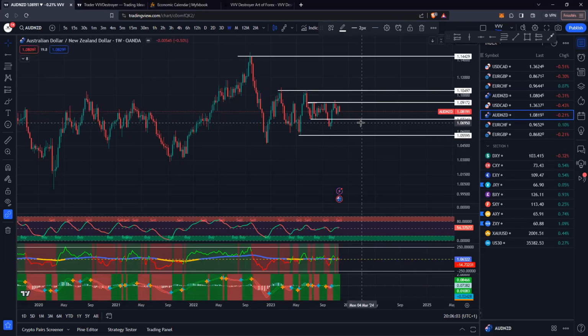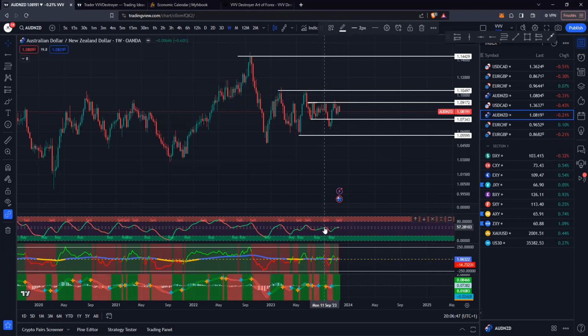AUD NZD, what I see right here is a complete mess. One week we're going up, the next week we're going down. I would wait for a clear break. This could last for a while actually, but we definitely have to wait for those areas to break first of all. If not, then we could see similar things like here, up and down, up and down. Nothing is really happening there.